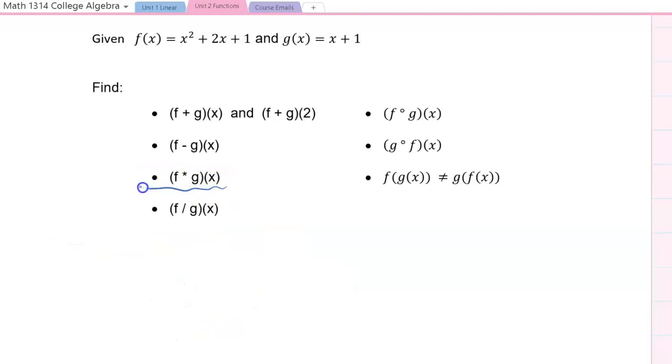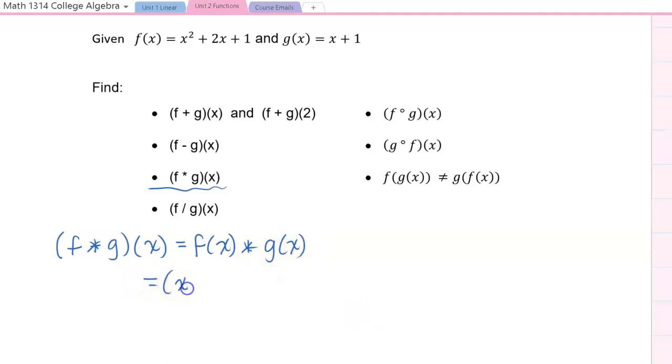For multiplying and dividing functions, notice the notation. We have in parentheses f times g, and then another set of parentheses for the x. Just remember that this means f of x times g of x. Substituting for our functions in parentheses, we have in parentheses x squared plus 2x plus 1 times in another parentheses x plus 1. You should be able to multiply these polynomials, but I will show you how I like to multiply polynomials.